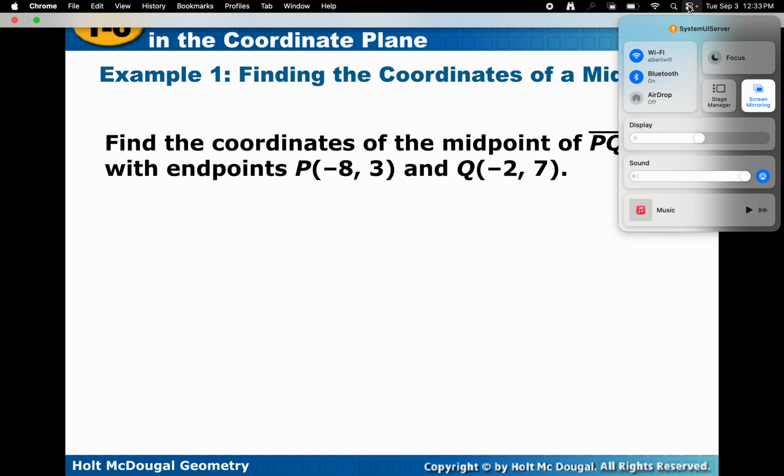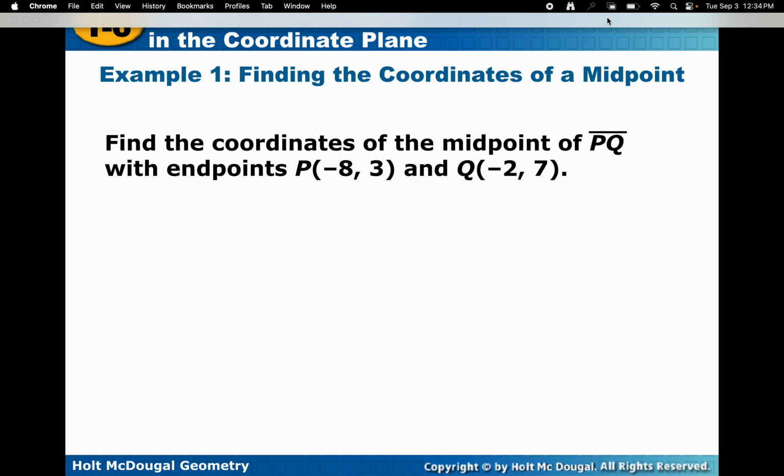Like I was saying, for Q, our -2 is going to be our x2, and 7 is going to be our y2. Who can walk it through with our equation? How are we going to set this up? What would be our first part? It's going to be our x1 plus x2, so we have -8 plus -2 over 2. And then our y values: we have 3 plus 7 over 2.